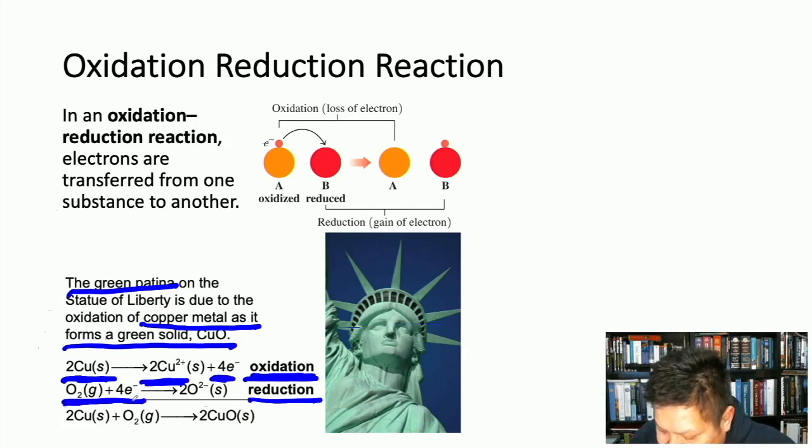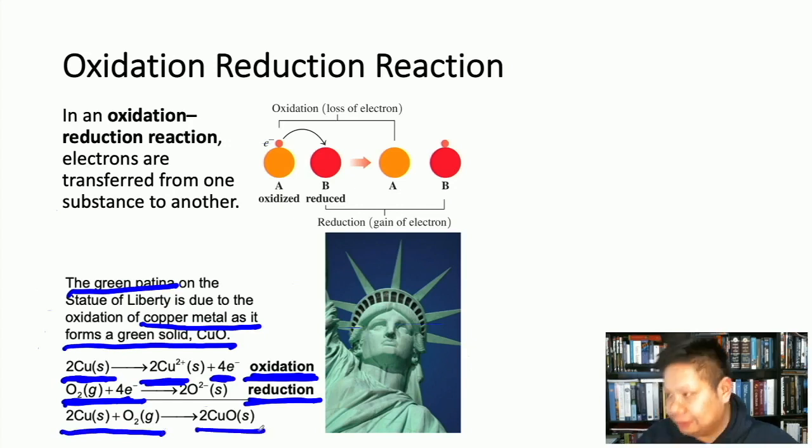Oxygen, though, has electrons on the reactant side, which means it gained electrons. So that's a reduction reaction, right? We can add all those together now and get copper plus oxygen makes copper oxide. And that's why the Statue of Liberty is green now, right? Copper is green. When it gets oxidized, it's green.